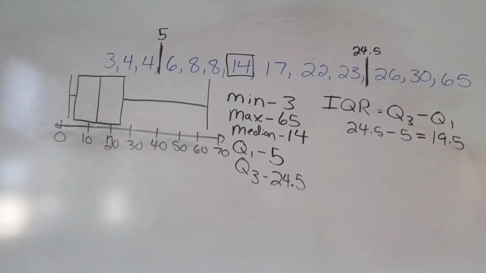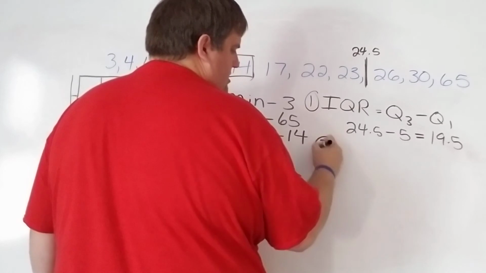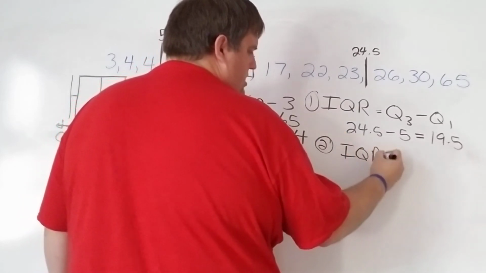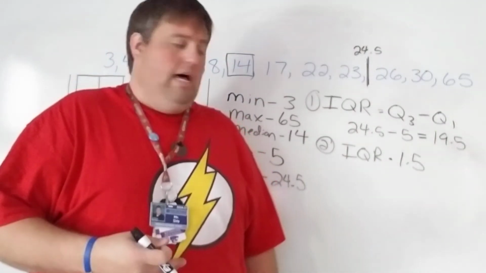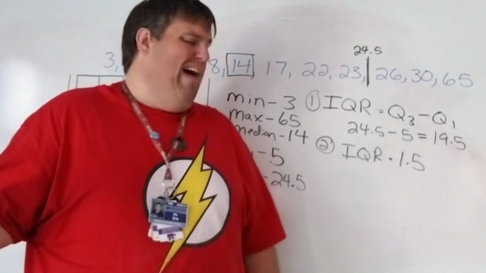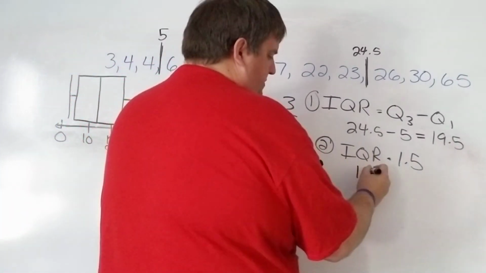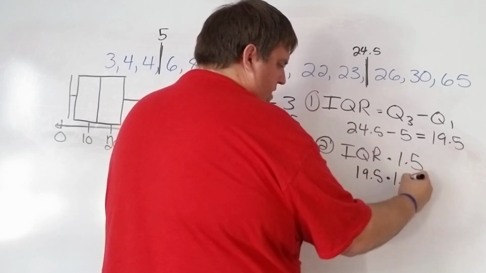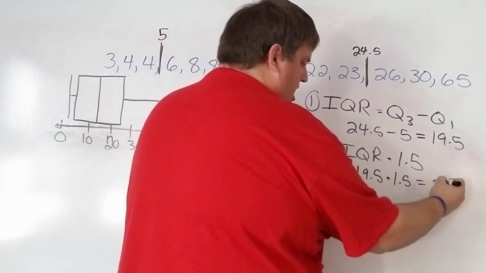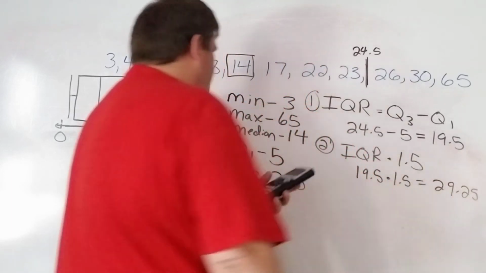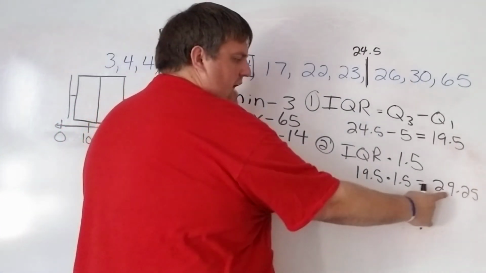Then step 2 to find an outlier is going to be take that IQR. Here, this is step 1. Step 2, do your IQR times 1.5. Basically, in order to be an outlier, something has to be 1.5 times the range of the box away. So we're going to do 19.5 times 1.5. And that gave me 29.25. So that's the number that we have to check to see, is something in fact an outlier?